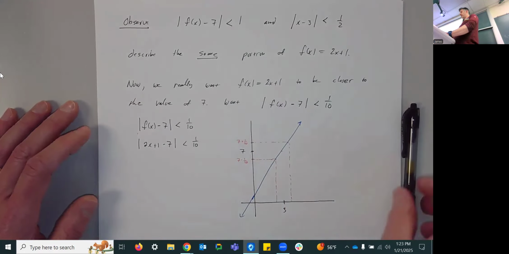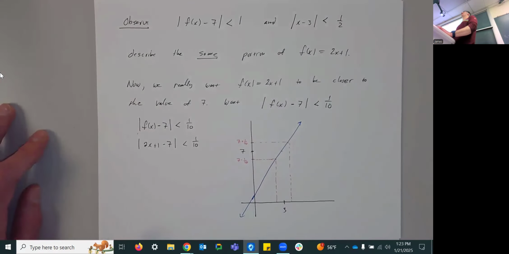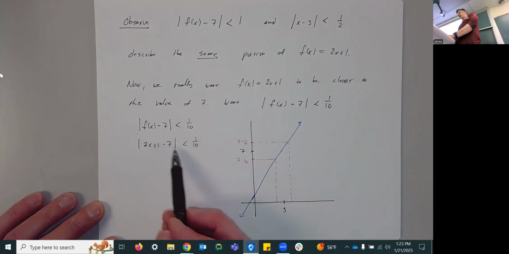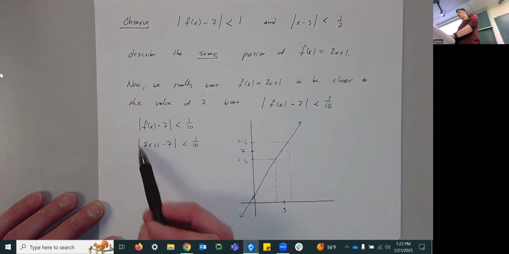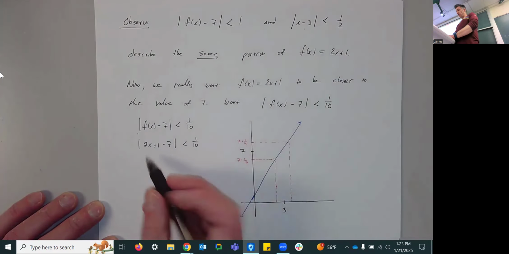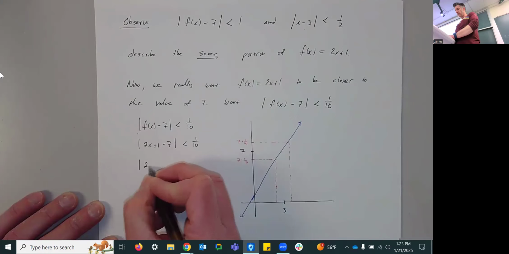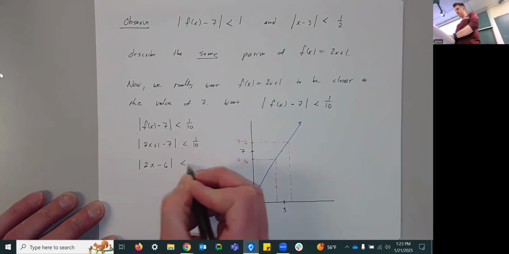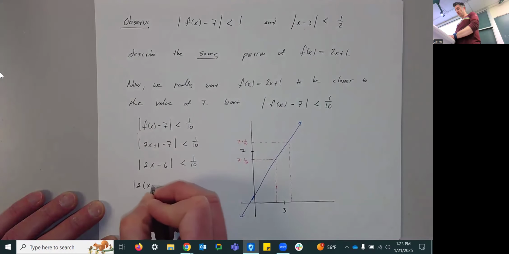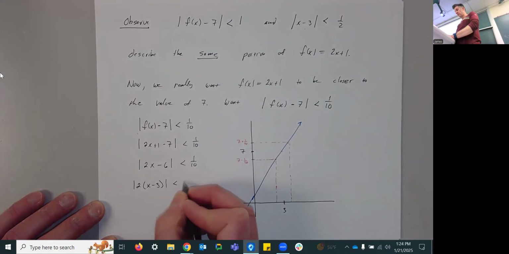Sorry, there's a couple different schools of thought here. I would say if your function is linear, it's usually pretty easy. If it's non-linear, it's a little hard. But for the linear ones, you can make your life super easy and try to just manipulate this so that the absolute value looks like the thing you're trying to get to, the absolute value of x minus 3. So I can simplify this. It's the absolute value of 2x minus 6. I can factor out a 2. So the absolute value of 2 times x minus 3 is less than 1/10.